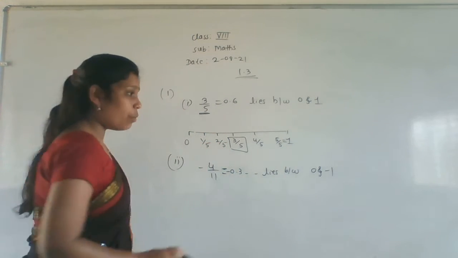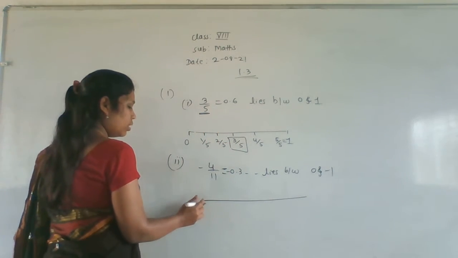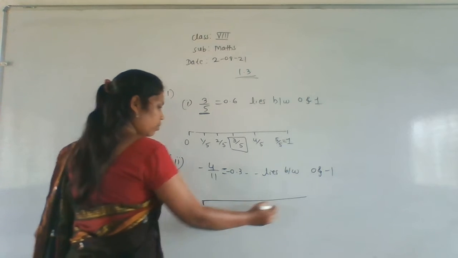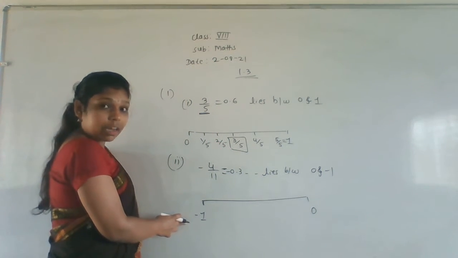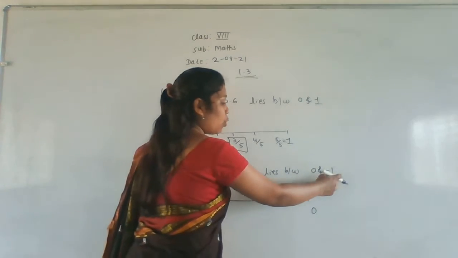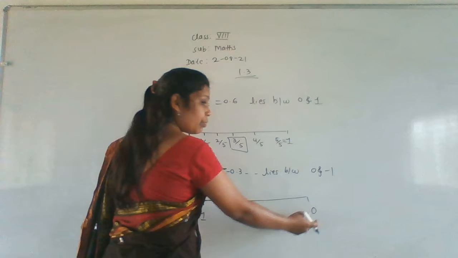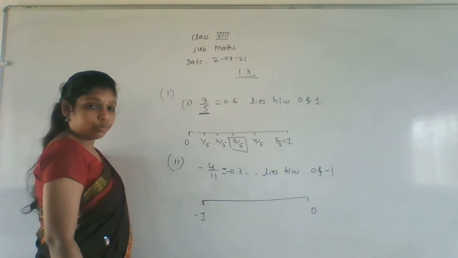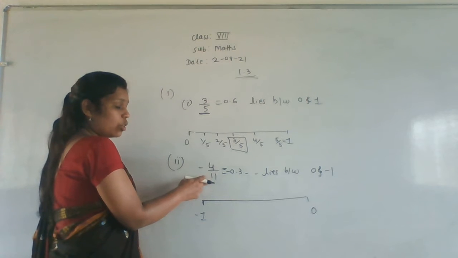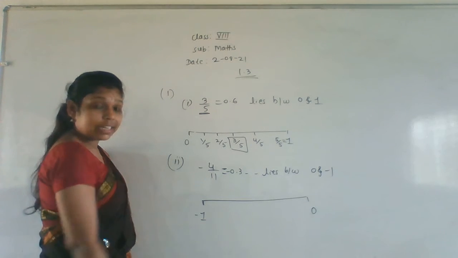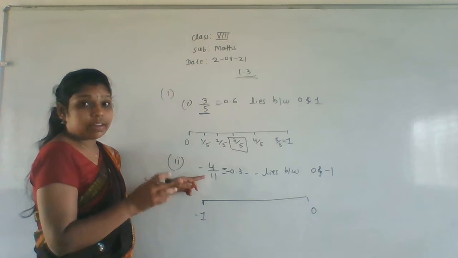Understanding? Now we have to take our number line here. That is from here minus 1 and here 0. 0 to minus 1 you have to take because it lies between 0 and minus 1. Okay, minus 1 means it is to the left of 0. Okay, so next minus 4 by 11. So what is the denominator number here? 11. Then it means what? We have to make 11 equal parts here.